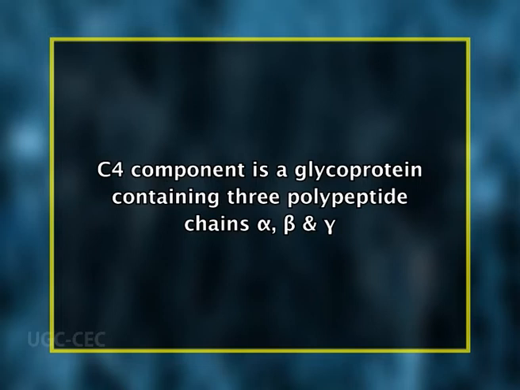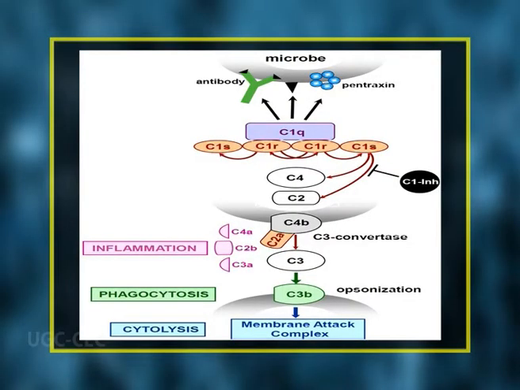C4. The C4 component is a glycoprotein containing three polypeptide chains, alpha, beta and gamma. C4 also contains an internal thioester bond within a sequence that is closely homologous to the one in C3. There are two isotypes of C4, C4a and C4b. C4a binds to amine groups forming an amide bond, whereas C4b mainly binds to the hydroxyl group producing an ester linkage. C4a binds mainly to the amine groups within proteins and C4b to the hydroxyl groups within carbohydrates.